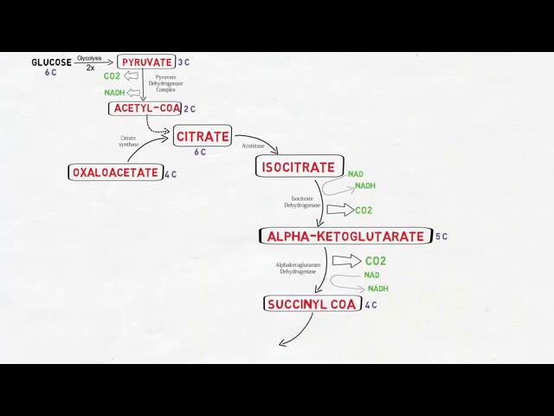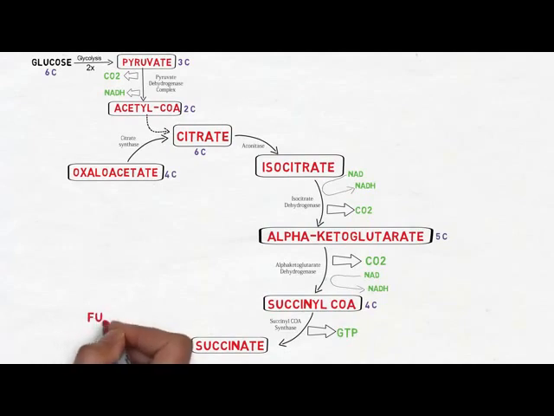In the next step, the succinyl-CoA is converted into succinate by the enzyme succinyl-CoA synthase. In this reaction, a molecule of GTP is generated. Next, succinate is converted into fumarate by the enzyme succinate dehydrogenase. In this reaction, a molecule of QH2 is generated, which is used for the production of FADH2.